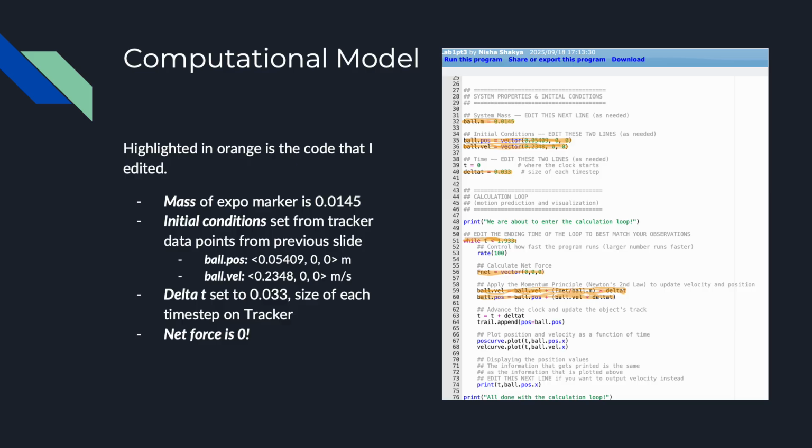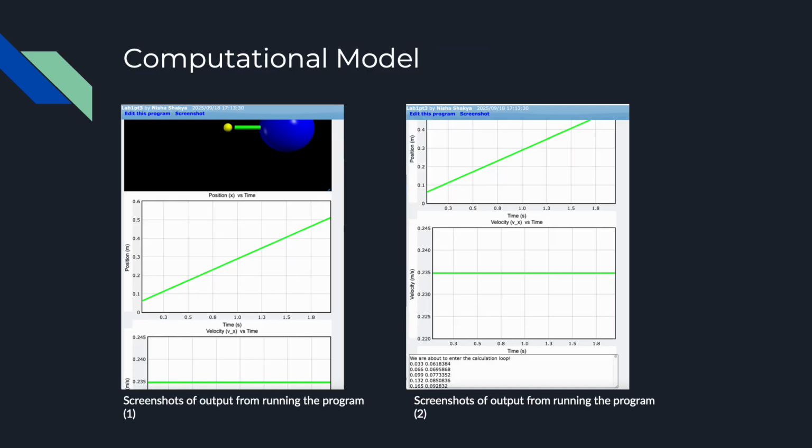Highlighted in orange is the code that I edited. The mass of the Expo marker, in this case ball.m, is 0.0145. The initial conditions were set from Tracker data points from the previous slide, so ball.position and ball.velocity. Delta t was set to 0.033, which is the size of each time step on Tracker. The ending time of the loop was changed to 1.933, which is the total time it took the Expo marker to roll across the table. The net force is 0, and ball.velocity and ball.position were updated to be the velocity update formula and the position update formula. Here are screenshots of output after running the program.